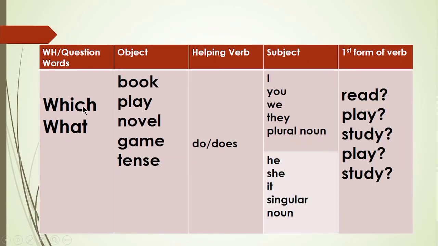Next we have again the same structure, but it's a bit different when we have an option in multiple things. So we use this structure. We use what or which, then followed by the object, and then the helping verb according to the subject, singular or plural, and then the first form of the verb and the rest of the sentence, finally a question mark.